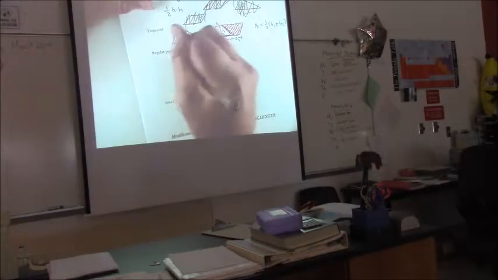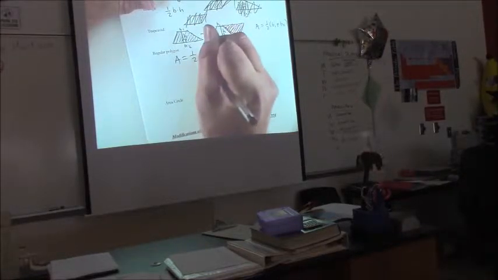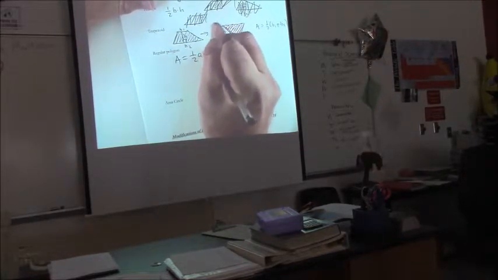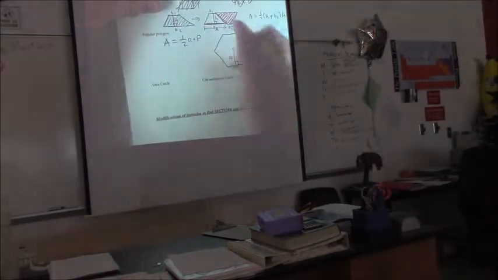All right, what's the area of a regular polygon? This is your memorization. 1/2. Rusty. All right, let's look at all the parts of a polygon. We have a what? Apothem, which is what? From the center to the midpoint.